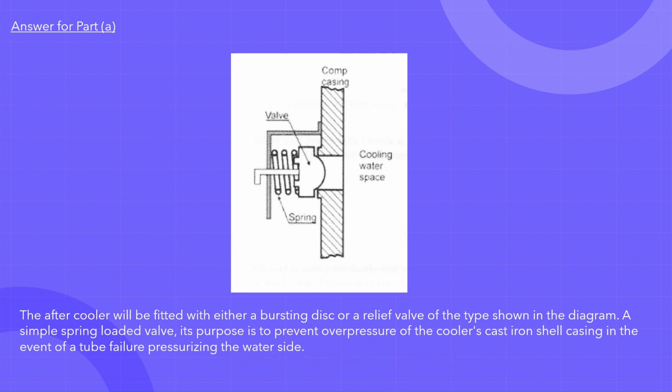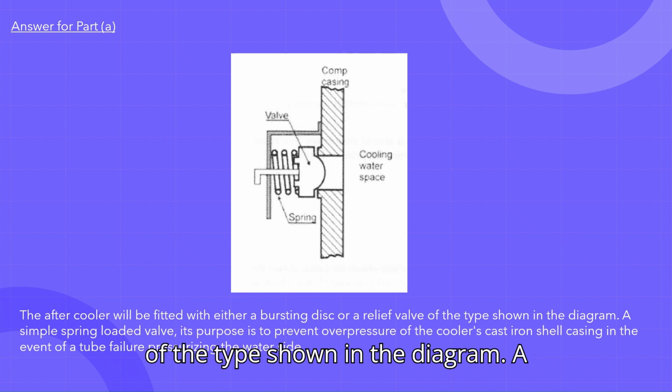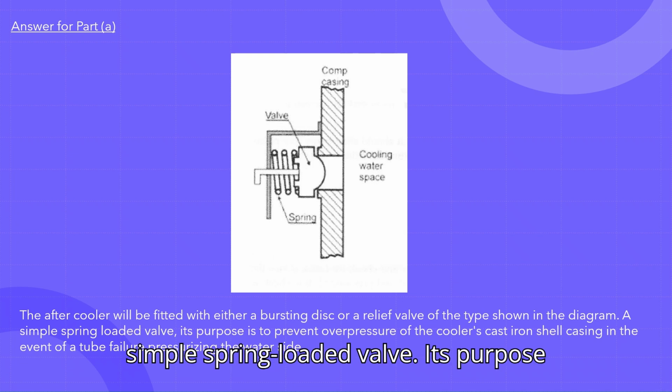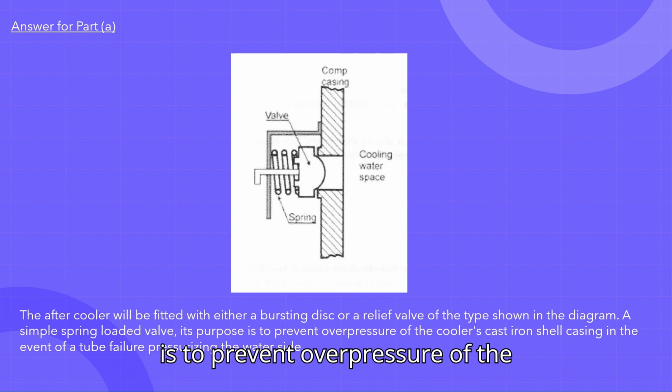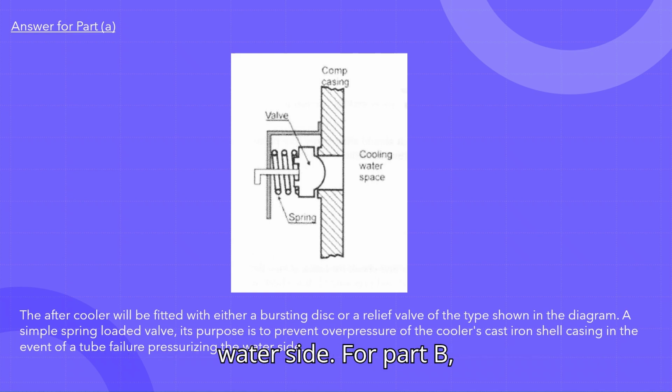For Part A, the aftercooler will be fitted with either a bursting disc or a relief valve of the type shown in the diagram. A simple spring-loaded valve, its purpose is to prevent overpressure of the cooler's cast iron shell casing in the event of a tube failure pressurizing the water side.